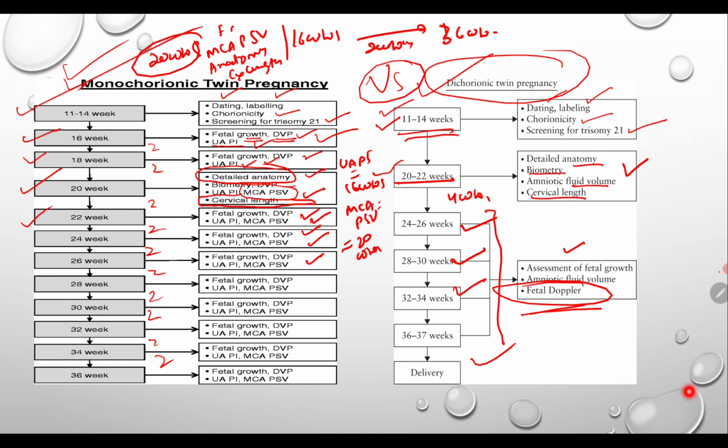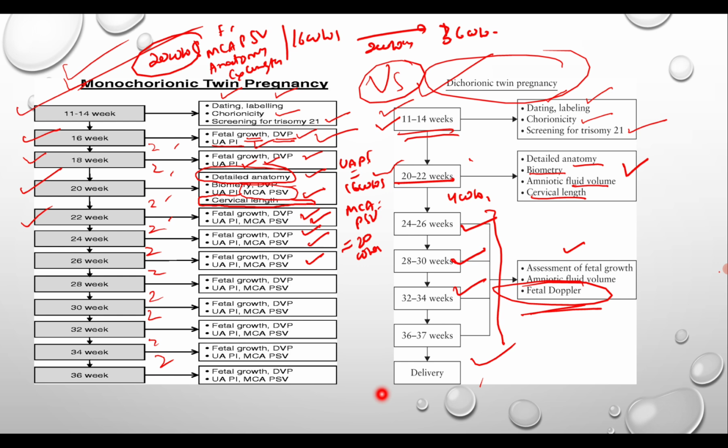So now the difference is, first, the same thing: you have to do the 11 to 14 weeks scan. The dating, labeling and chorionicity are the same as for dichorionic, but the major second ultrasound in monochorionic starts from 16 weeks onward, every 2 weekly till 36 weeks, but in dichorionic every 4 weekly till delivery.